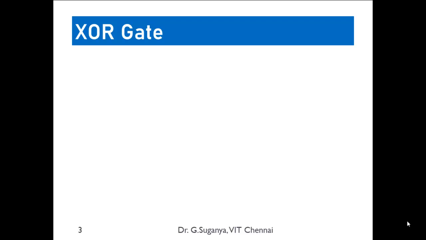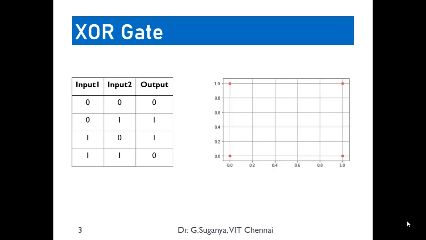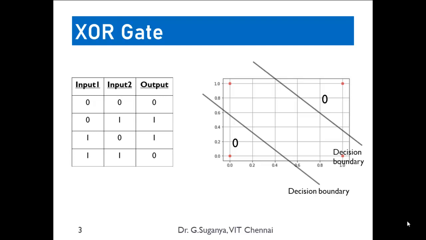Let's start the discussion with an understanding of the XOR gate. The XOR gate's truth table goes like this. When both the inputs are the same, the output is supposed to be 0, and when both the inputs are different, the output is supposed to be 1. When the same is plotted using a two-dimensional graph like this, we draw a decision boundary. A 0 is expected at the output when both the inputs are 0. Again, when both inputs are 1, we again need to have 0 as the output. On the other hand, when both inputs are different, we want 1 as the output.